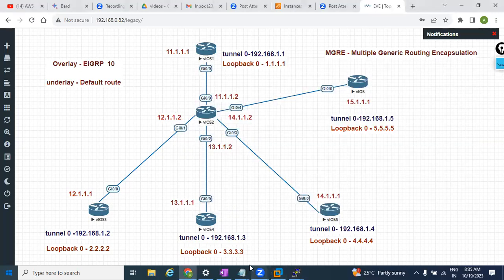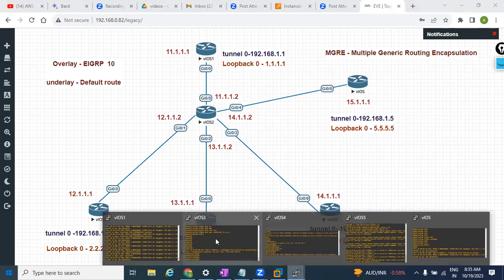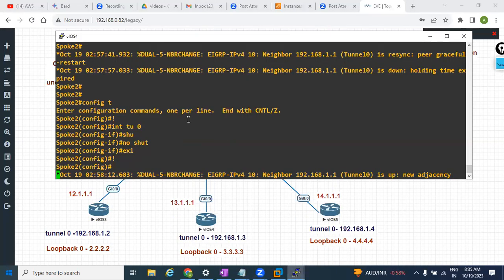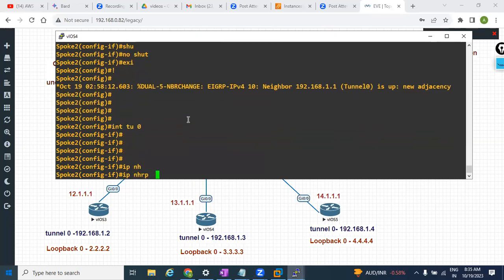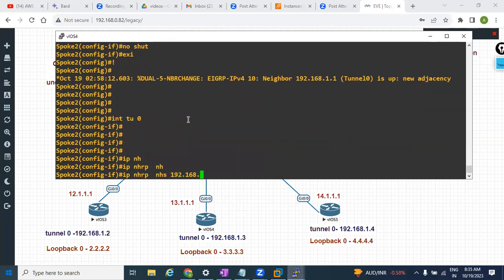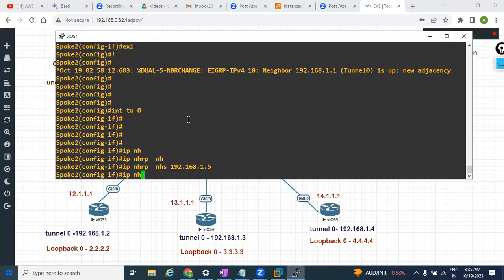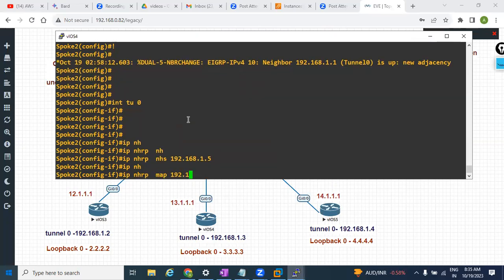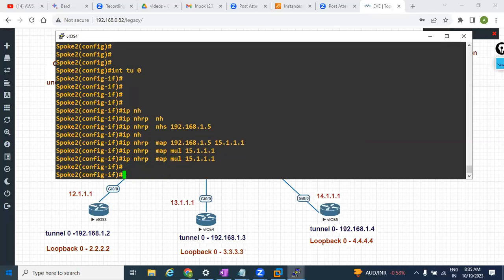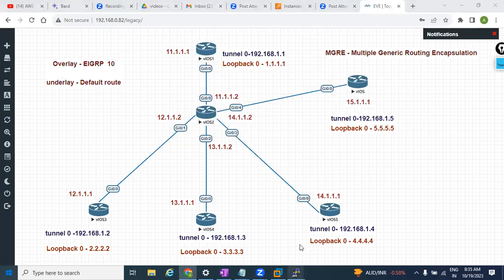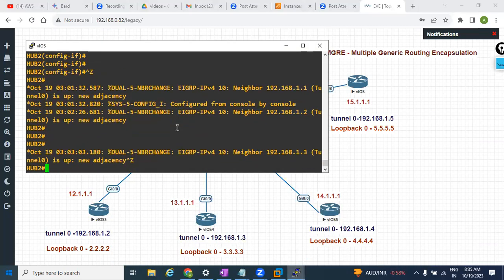Along with this, let me get into spoke 2. Interface tunnel 0. Now IP NHRP NHS 192.168.1.5. IP NHRP map 192.168.1.5 with what? 15.1.1.1, and this is unicast. And now just for the multicast. Okay, I think I have forgotten one command here.